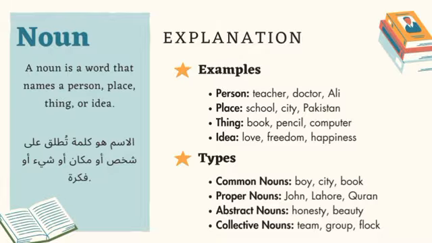Let's begin with nouns. A noun is a word that names a person, place, thing, or idea. Examples of nouns are person like teacher, doctor, Ali. Places like school, city, Pakistan. Things like book, pencil, computer, and ideas like love, freedom, happiness, etc.